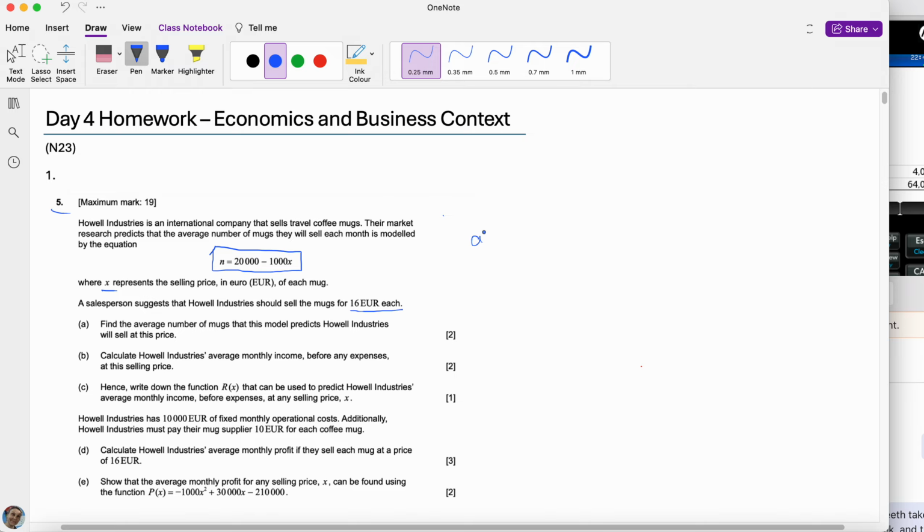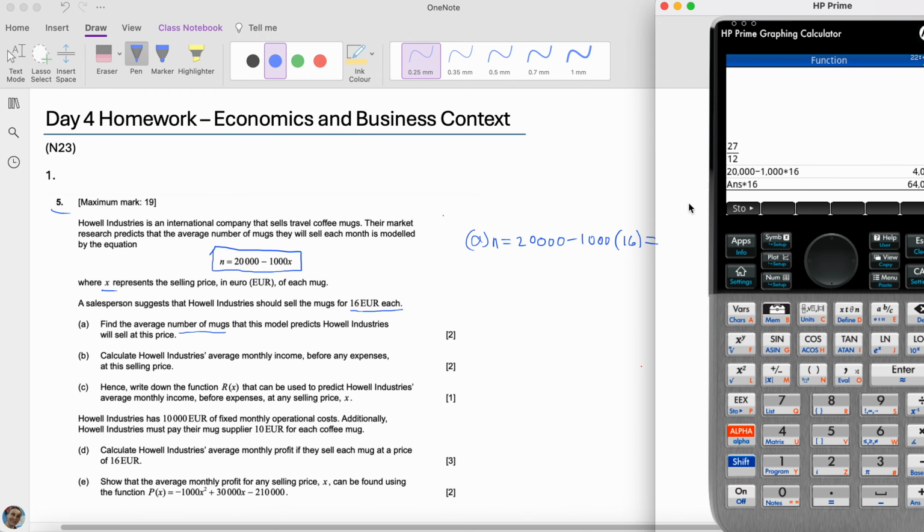Okay, well, what's going to happen? So average number of mugs. How many mugs are we going to sell if we charge 16? 20,000 minus 1,000 times 16. Just go ahead and type it in. I blocked my calculator here on purpose because I'm actually going to need the space. So 20,000 minus 1,000 times 16 is 4,000.